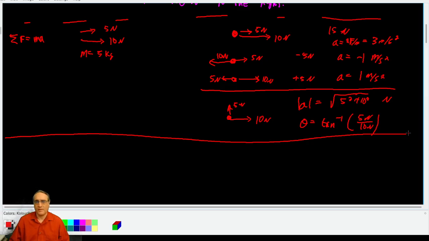Okay, I think this is just about everything I'd want to say about Newton's second law. For now, we'll have more to say about it once we do proper free body diagrams.